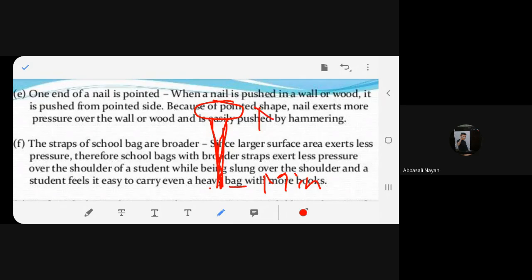Here the surface area is maximum. You understood? Because the area is minimum over here and maximum over here. And we know that if the area is minimum, the pressure will be maximum. As the pressure exerted is maximum, it easily goes inside the wood. Okay?